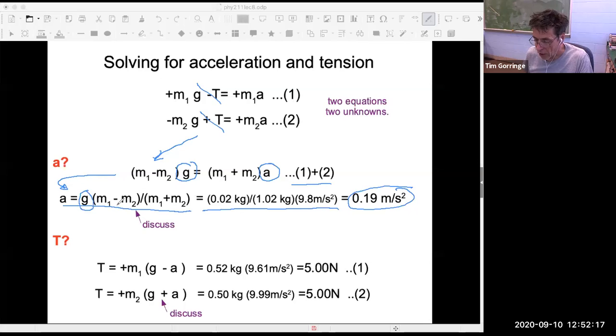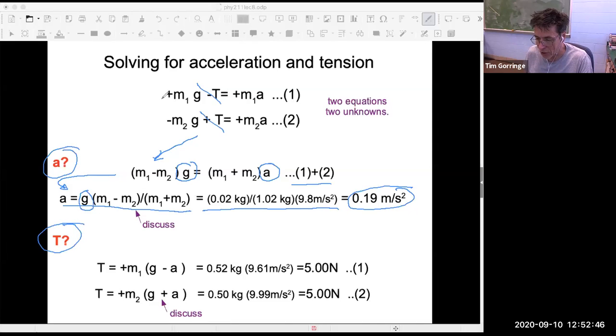So the closer and closer that you make the masses to the same value, the smaller and smaller the acceleration becomes. And if you make them the same, they just hang there because one's not heavier than the other. So no one of them can choose to fall and the other to rise. It's a stable situation.